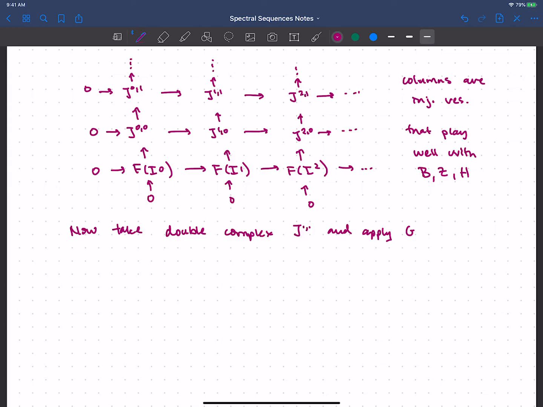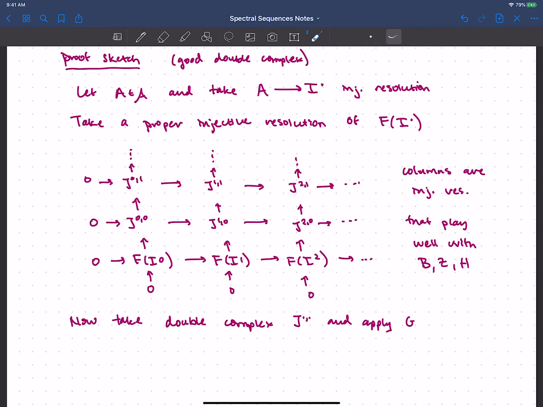And what's that going to look like? Well, I only want to apply it to the J, so I'm going to rip off this bottom row, sort of in the same way that we rip off when we do an injective resolution and we start applying our functors, we rip off that bottom piece. So now I want to rip off that bottom row. I'm just going to apply it to the J stuff.